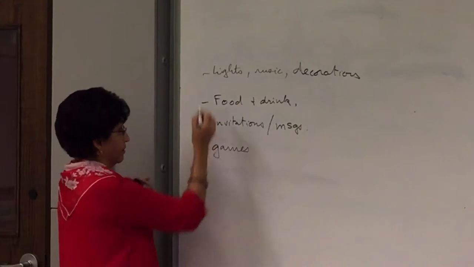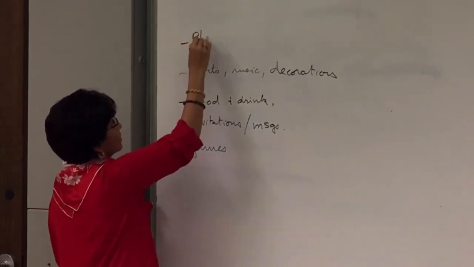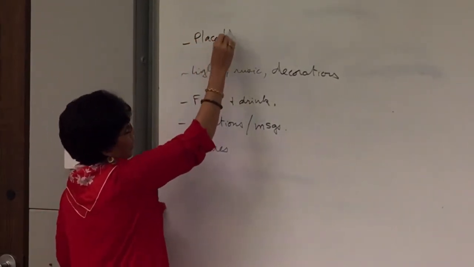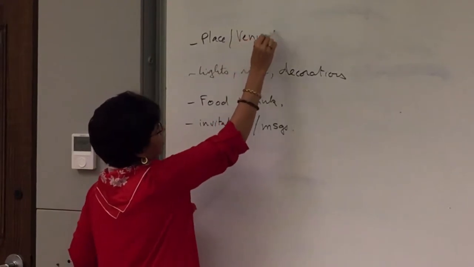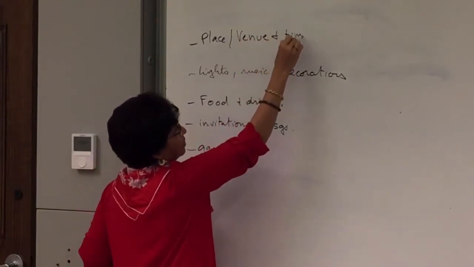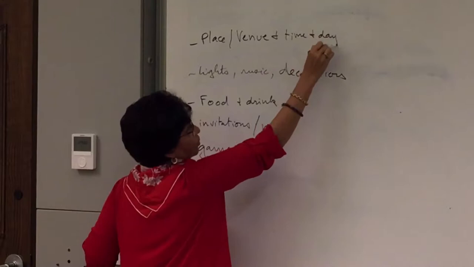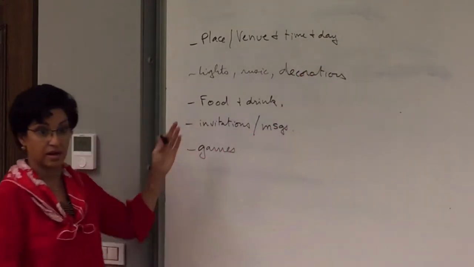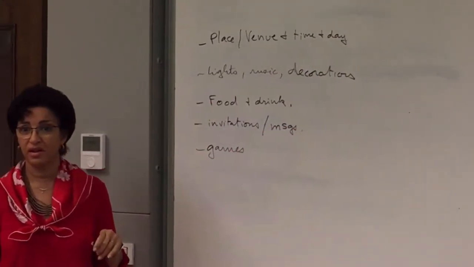You need a place. Yeah, we need to decide on a place. So in correct terms, a venue. And of course, time and day. Yeah, we have to set a date and a time for the party. What else? Is that it?